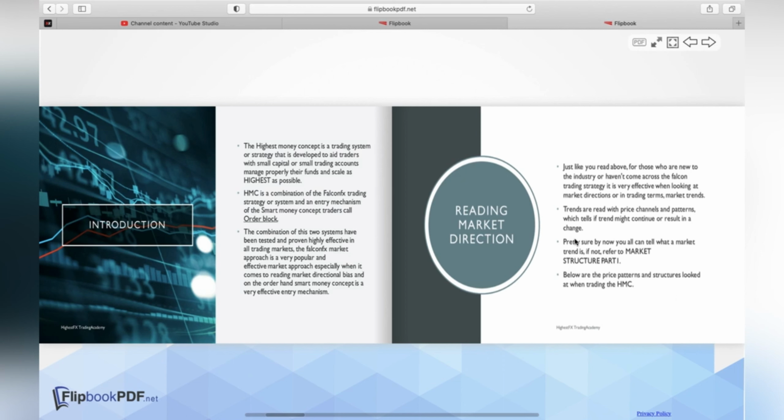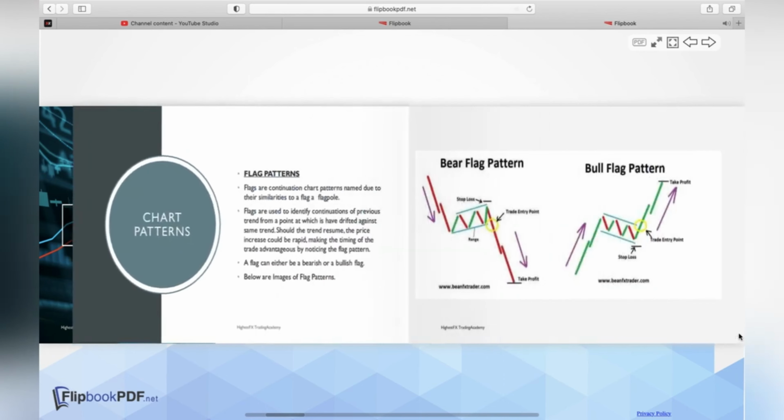Then it says reading the market direction. Already we spoke about reading the direction using the trend line, even in the multiple time frame analysis video. You see that we talked about reading the market structure from there, where we use the Falcon strategy to read the structures.